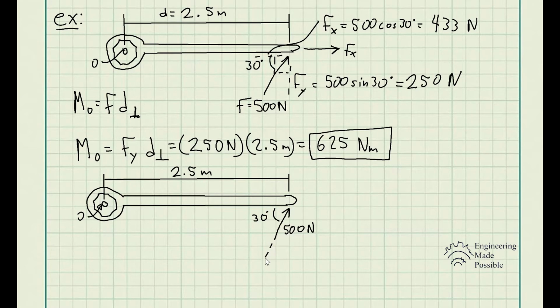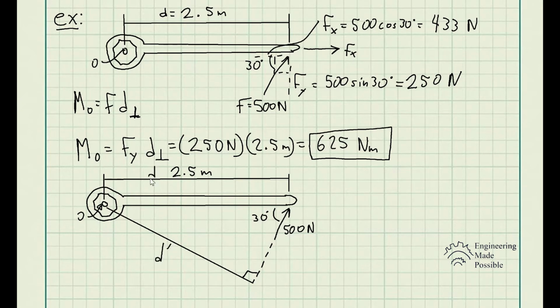So let's extend it a little bit more. And then from this point, let's draw a line from here to point O such that it's at a right angle. From here, this is a right triangle, and essentially we have the hypotenuse, we have the angle, and the distance that's perpendicular to this force acting on the wrench. This is, let's call it d prime.